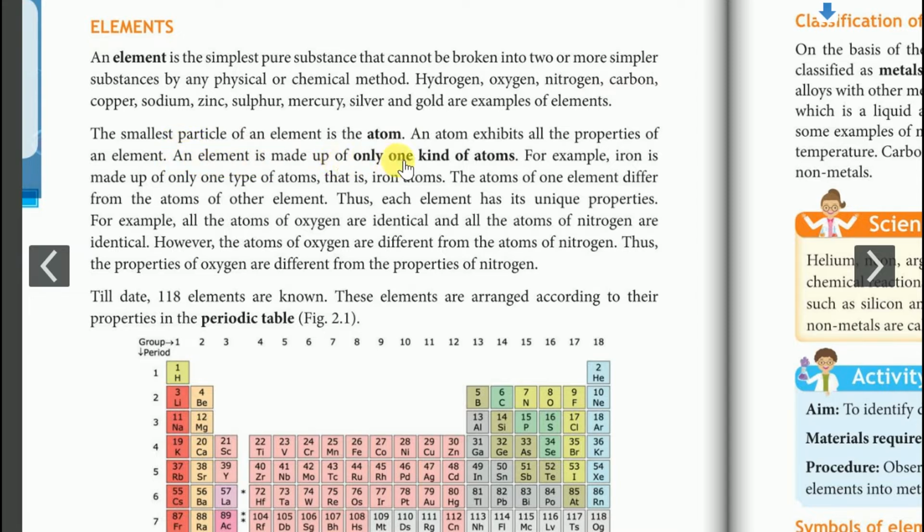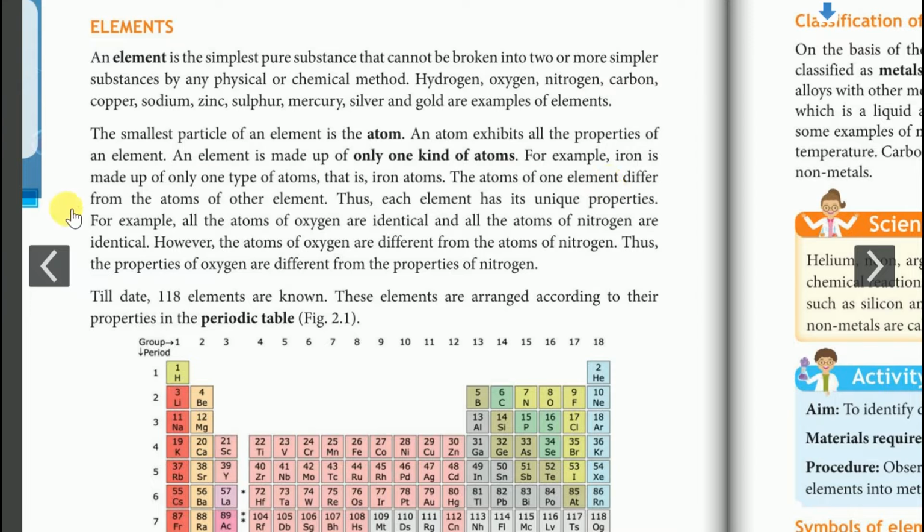An element is made up of only one kind of atoms. Since elements are pure substances, there is no chance of mixing anything other than that particular substance, and that's why the elements contain only one type of atoms. For example, iron is made up of only one type of atoms, that is iron atoms. Similarly, copper is made up of only one type of atoms known as copper atoms.